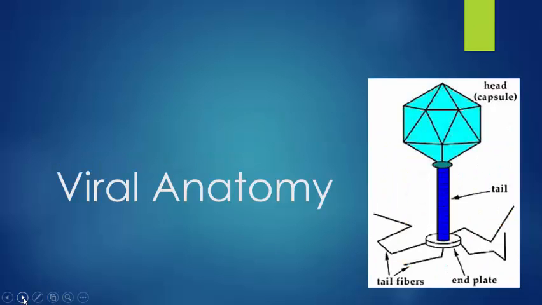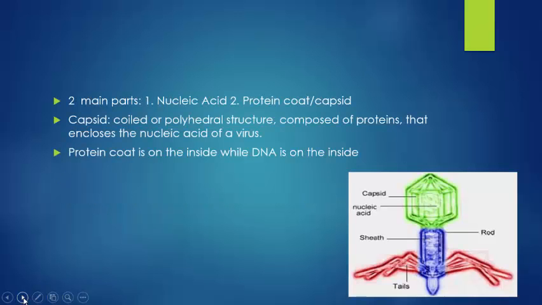Now we'll be moving on to viral anatomy. Viruses are mainly made up of two parts. The first part is the nucleic acid, which can be either DNA or RNA, and a protein coat or capsid is the second part. A capsid is simply the coiled or polyhedral structure composed of proteins that encloses the nucleic acid of a virus. Viruses can also sometimes have what is called a viral envelope.